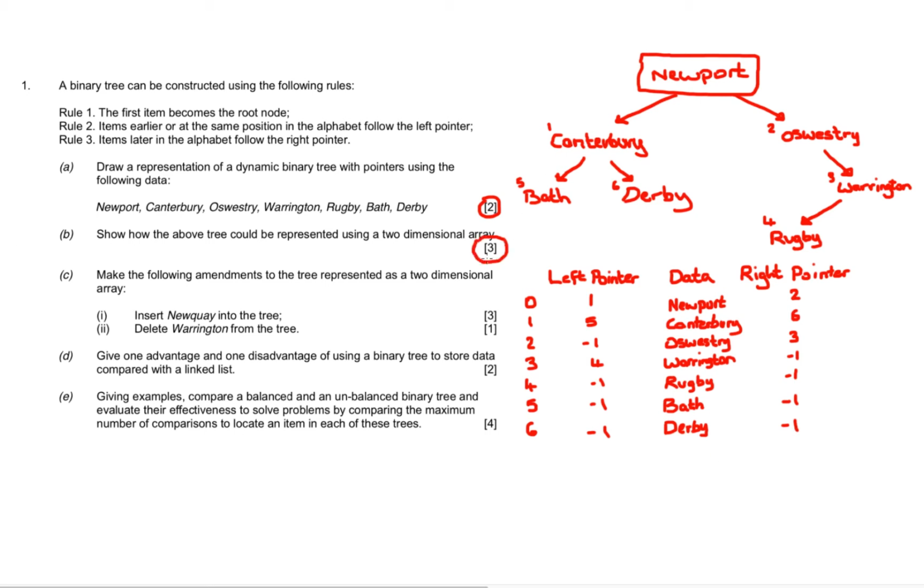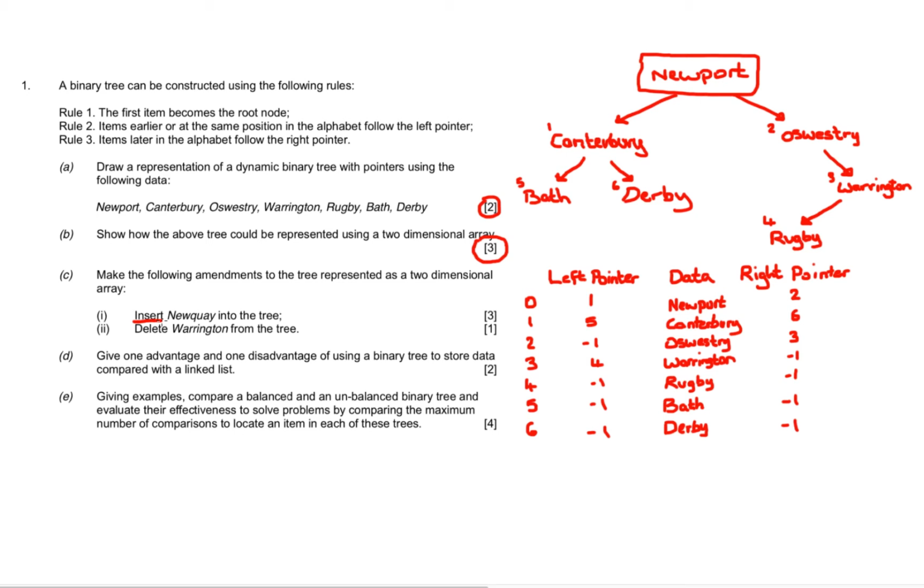Okay, part C says make the following amendments to the tree represented as a 2-dimensional array. So what we need to do is actually amend the table itself. And there are 2 parts to this question. The first part is you get 3 marks for inserting a new key into the tree. You get 1 mark for deleting Warrington from the tree. So let's start with C1.